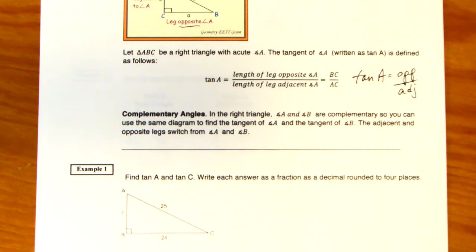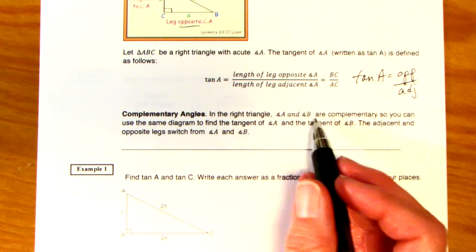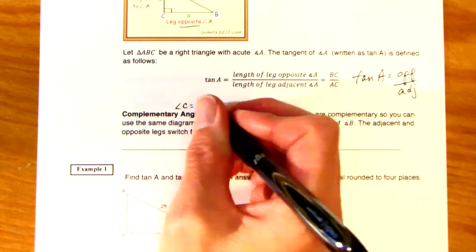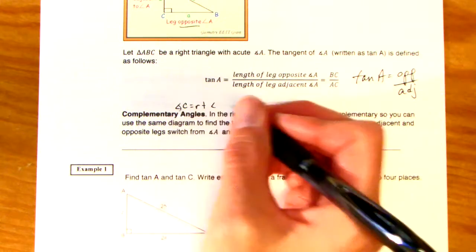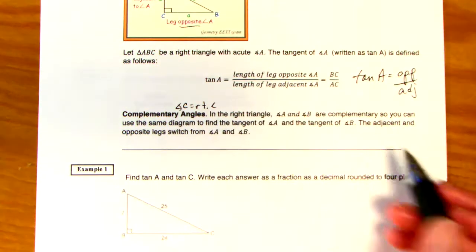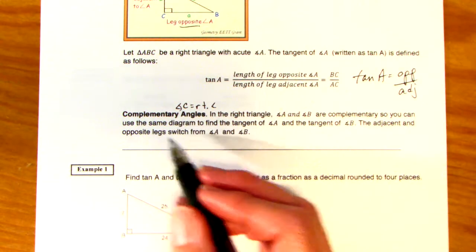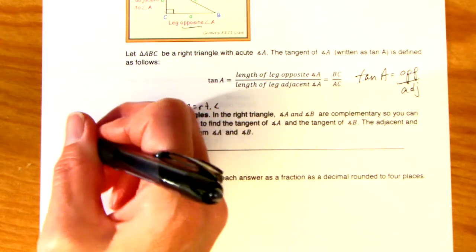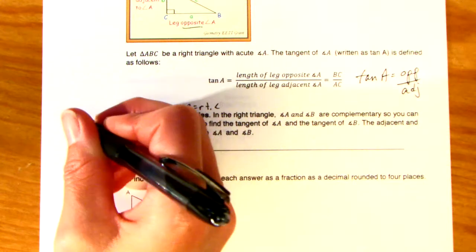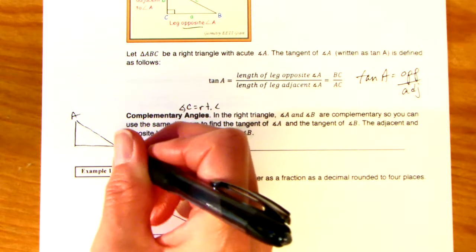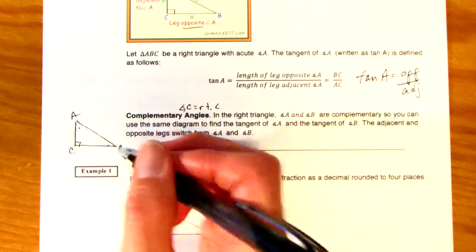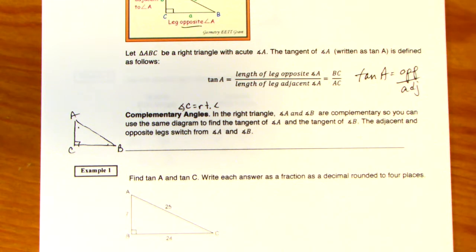Now, complementary angles. This is actually really important. In a right triangle, angle A and angle B are complementary. That's when angle C is the right angle, okay? Remember what complementary angles do. They add up to 90. So let's think about this. Let's make a 3, 4, 5 triangle. Let's put A here, B here, angle C. These two have to equal 90. Remember, complementary angles add up to 90?